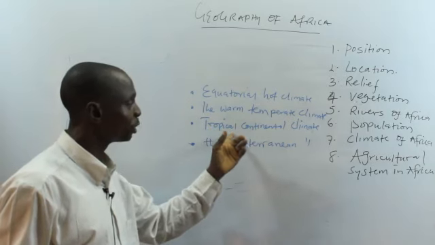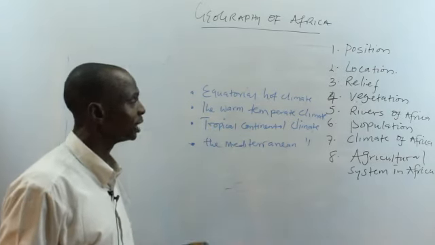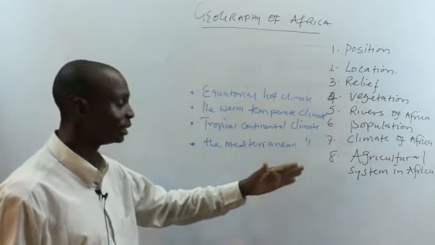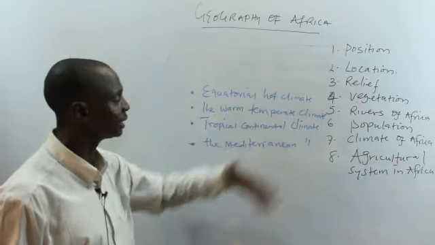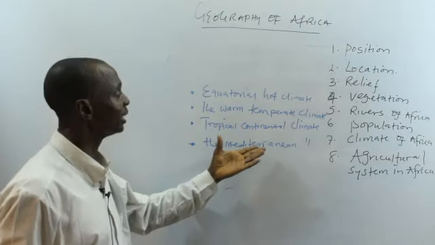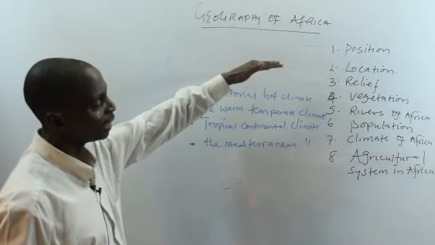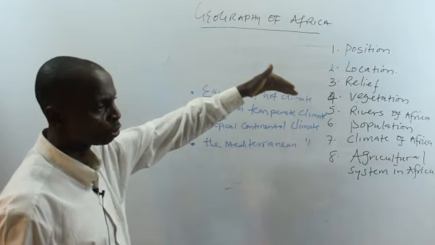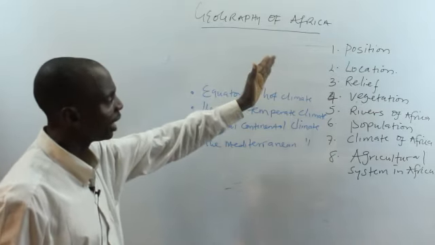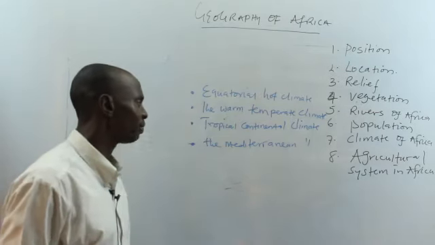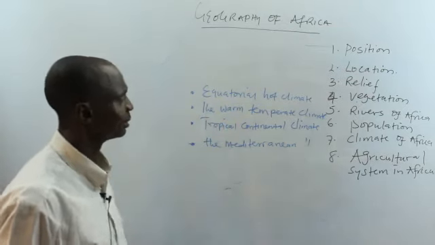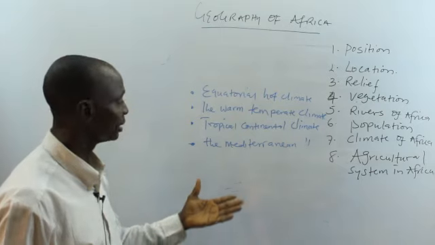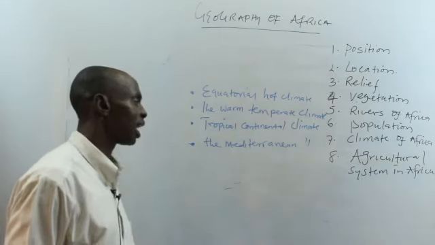We talk about tropical continental. Tropical continental is also found within the southern part of Africa and also the northeastern part of Africa. Then the Mediterranean is found along the axis towards the Mediterranean Sea and part of the eastern Africa. So these are the types of climates that are found in Africa.